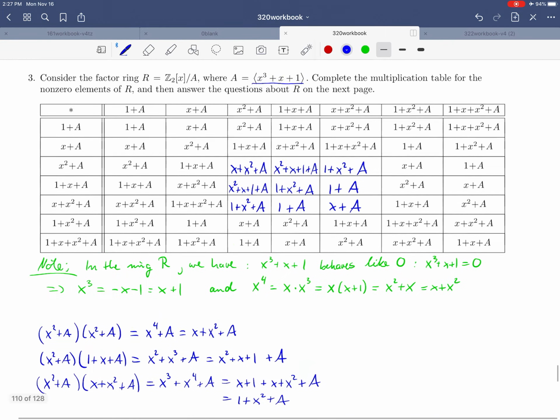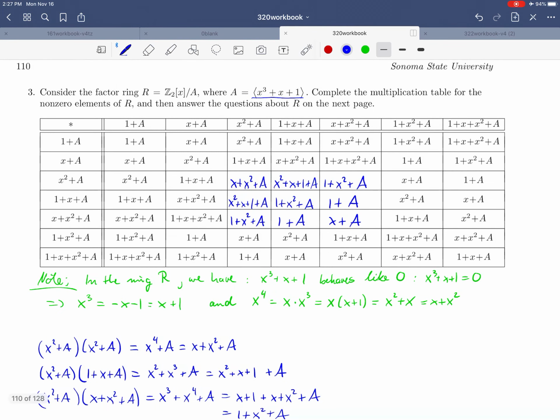Okay, so now we have a filled-in multiplication table. Please work through the other parts of this problem that are on the next page. And you definitely want to use this multiplication table to help you answer some of those questions.